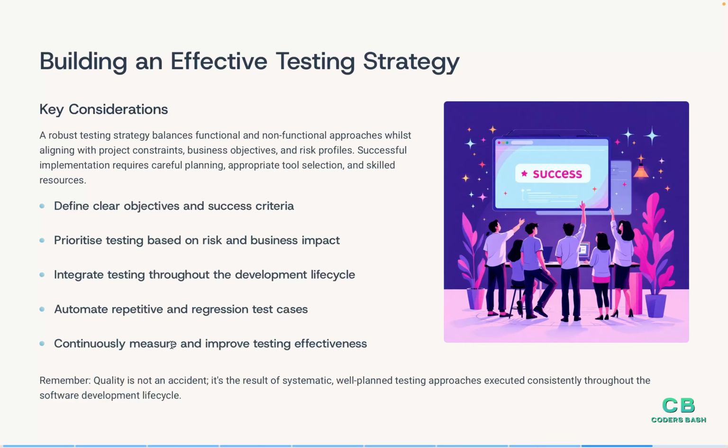Then we continuously measure and improve testing effectiveness. This is again a mandatory step. It doesn't matter if you have a perfect regression test case, because from an organization's point of view, all those scenarios and functionalities keep on changing. So it is a must that we update our testing approaches and measures to test those things.